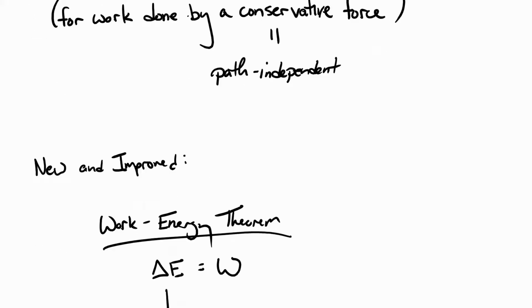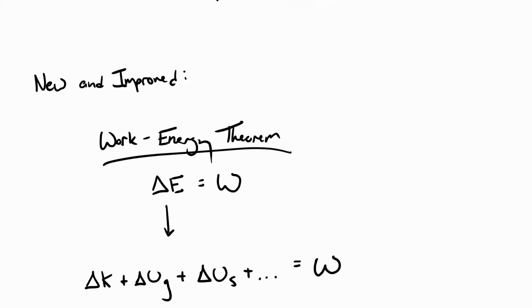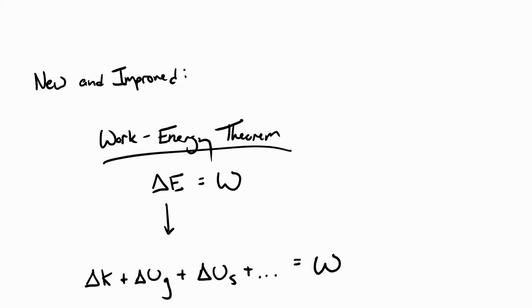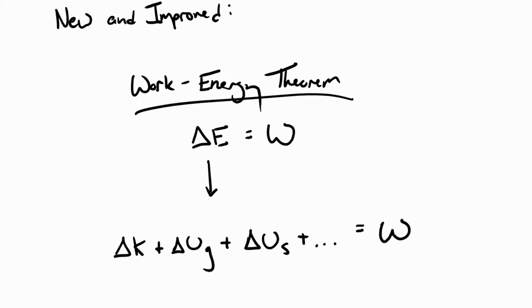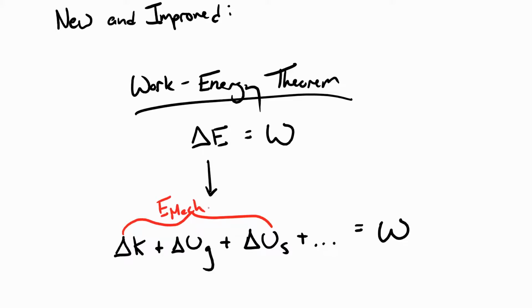So now we have this new and improved work energy theorem, where instead of work causing a change in kinetic energy, it's going to cause a general change in energy. So that general energy, that total energy, is going to have a kinetic term, a gravitational term, an elastic term, it might have an internal term, an electric term, a chemical term, a whole bunch of terms. We're going to mostly focus on just these three. And this is what we're going to usually call the mechanical energy of our system.